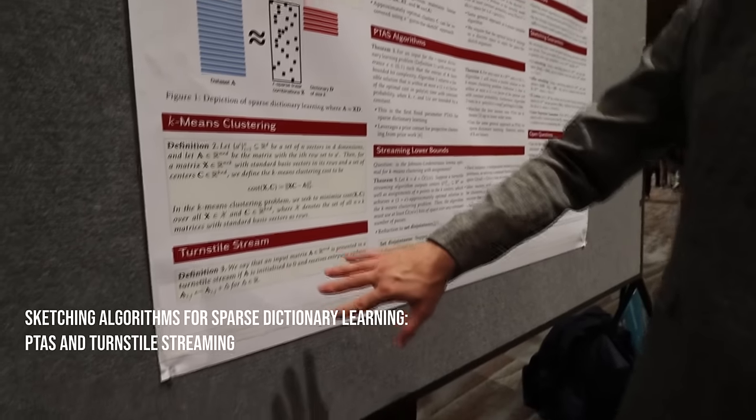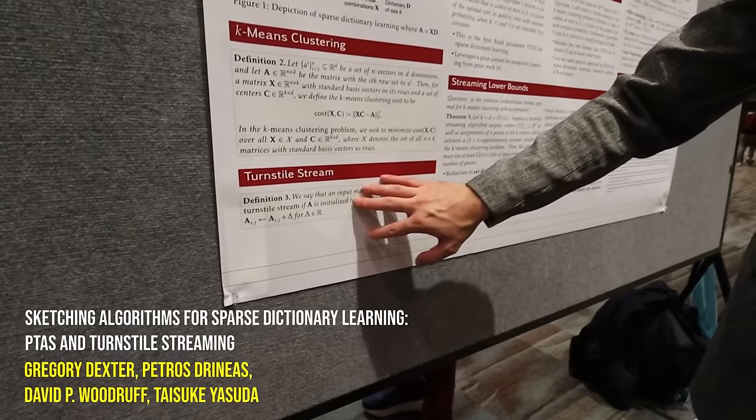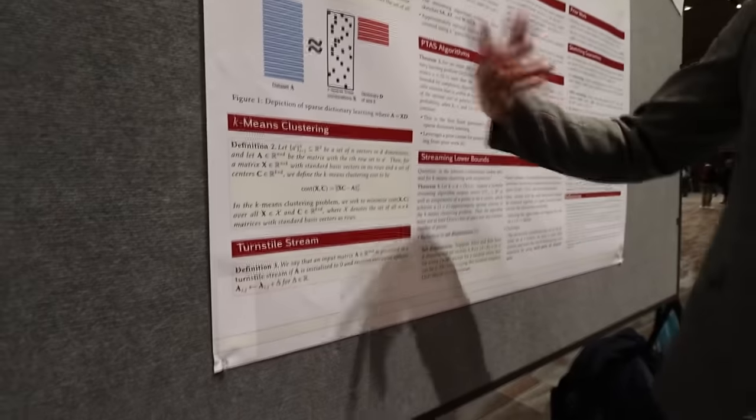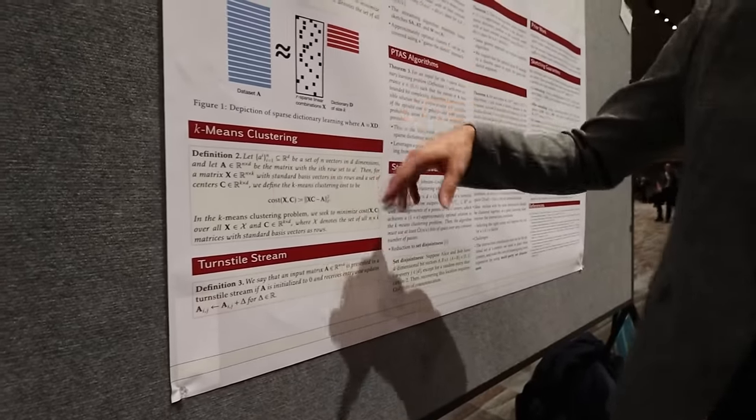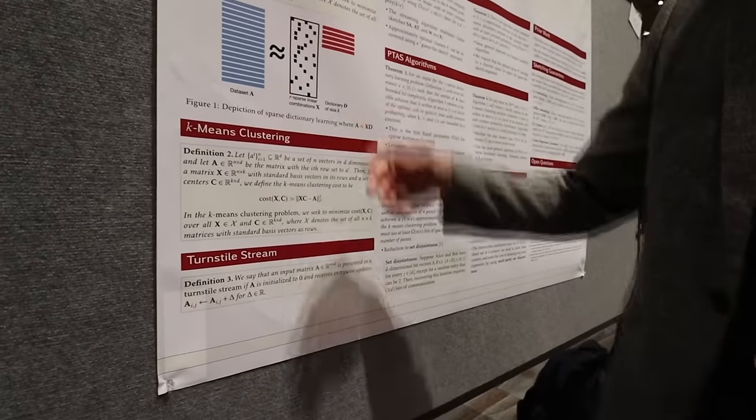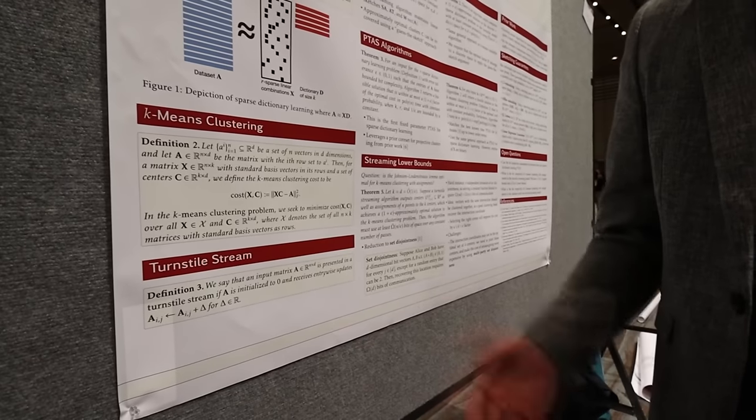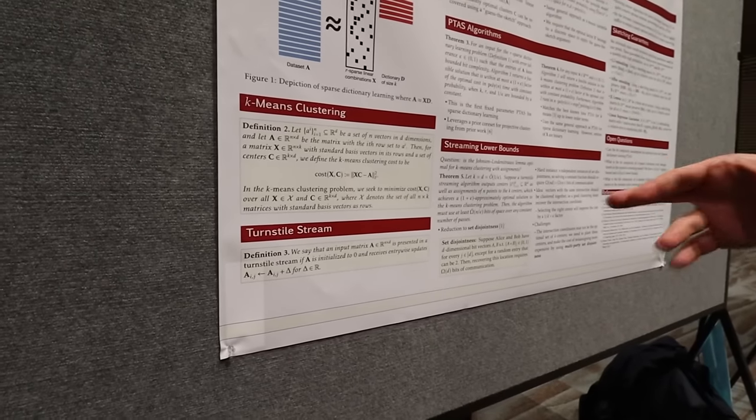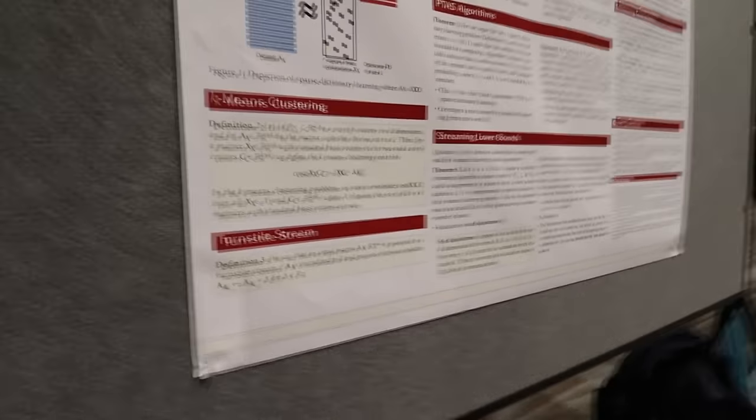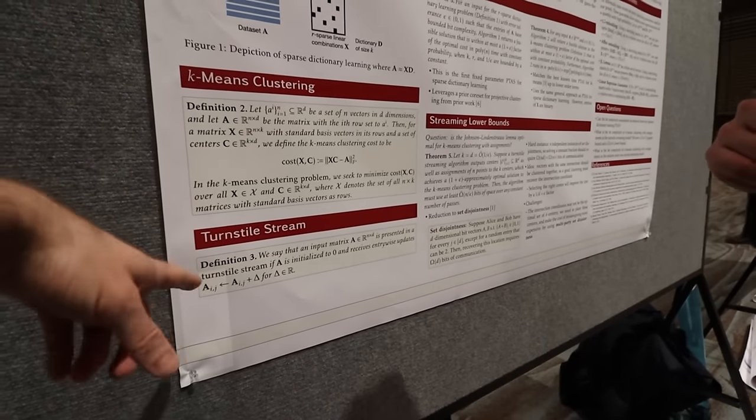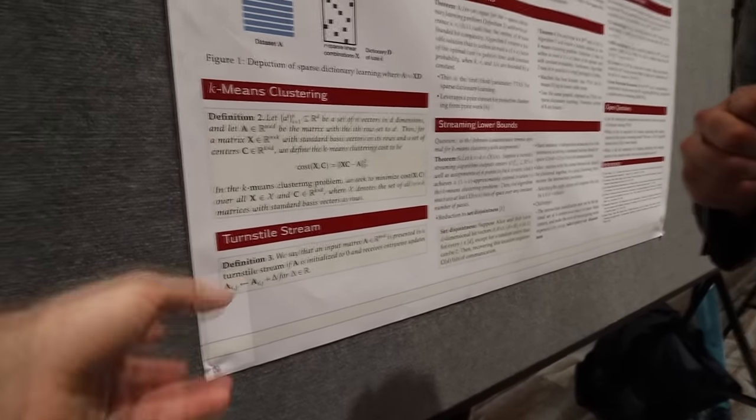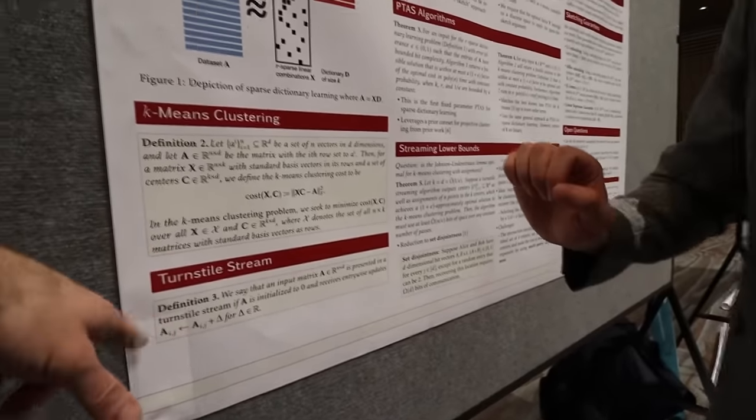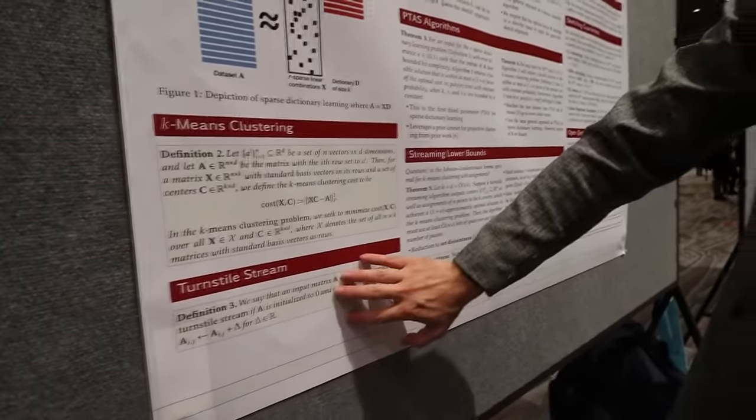Then the last bit of setup: I don't know if you're familiar with Turnstile streaming. No. This is a very general streaming model where at each timestamp you can choose an arbitrary ijth entry of your data matrix and increment or decrement it by an arbitrary amount, delta. So you can keep changing any one entry, and that goes on in the stream. But why would someone do this? It seems like a nerfed version of gradient descent. Is this training time? So this is just a streaming model.